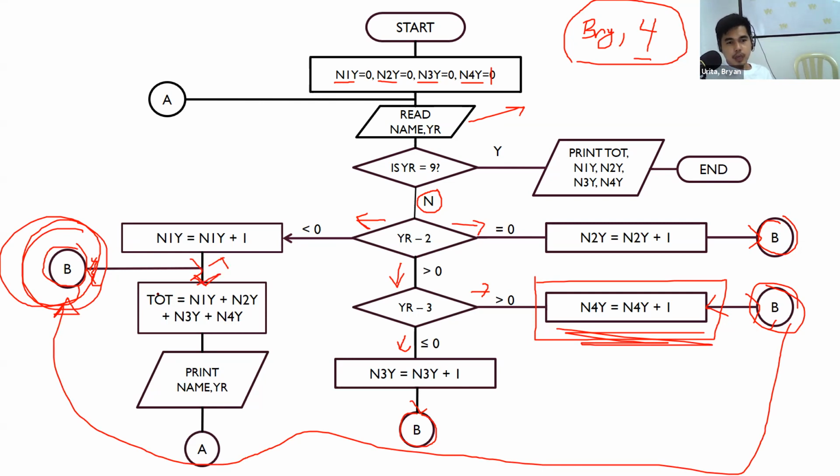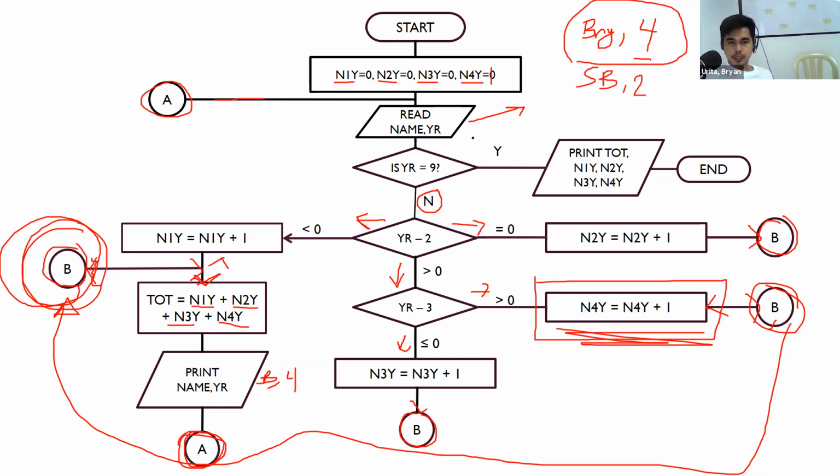So, we count the total. N1, N2, N3, plus N4. So, zero pa lang naman yung ating N1, 0 yung N2, N3, 0 din, N4, 1. So, ipiprint natin yung name ni Brian, tsaka yung year, which is 4. And then, pupunta tayo sa A. Saan kaya itong A na to? Saan siya pupunta? Siyempre, isa lang naman ang A dito yan. Kasi sabi na magbabasa ulit tayo ng name and year. Diba naman? Si SB naman. For example, SB. Then 2.